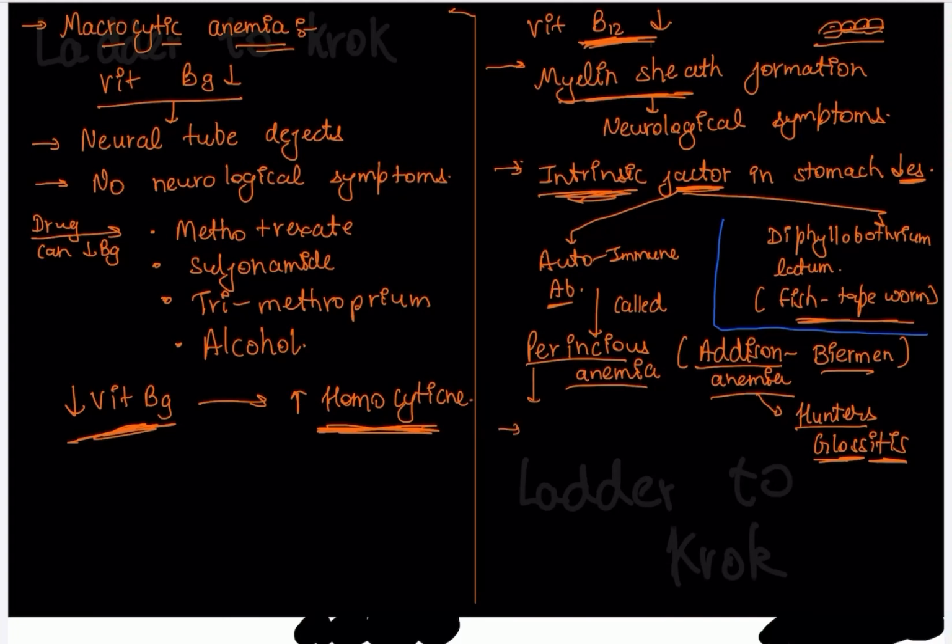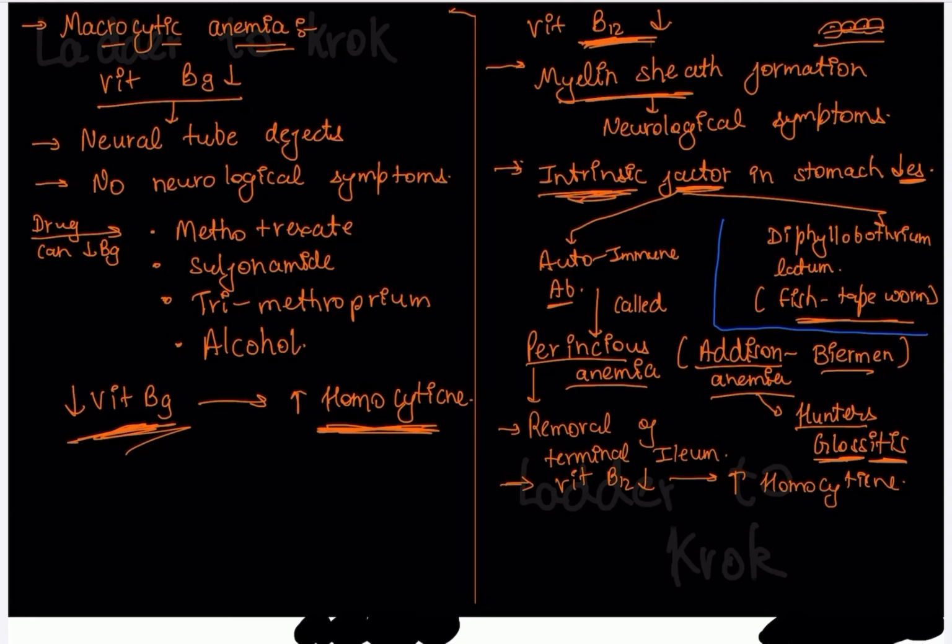This can also be caused by removal of the terminal ileum. You know, the ileum is part of the small intestine, and there vitamin B12 is absorbed. So removal of the terminal ileum can cause it. In this also one thing is the same: if there is vitamin B12 deficiency, then there is an increase of homocysteine.